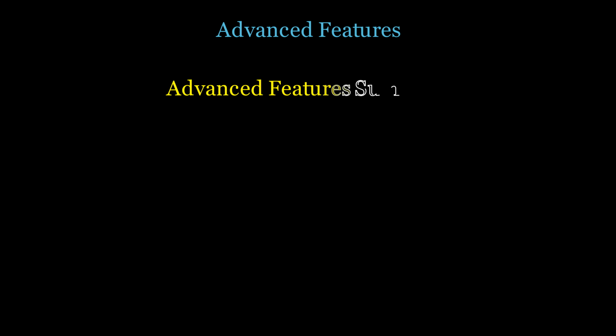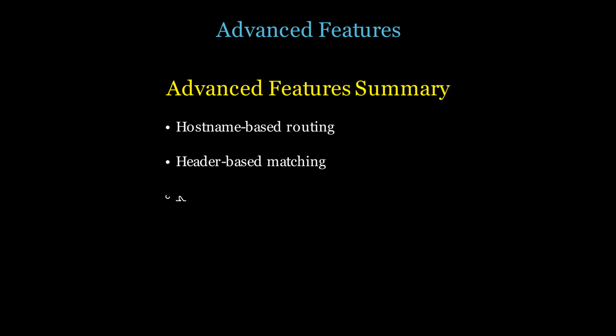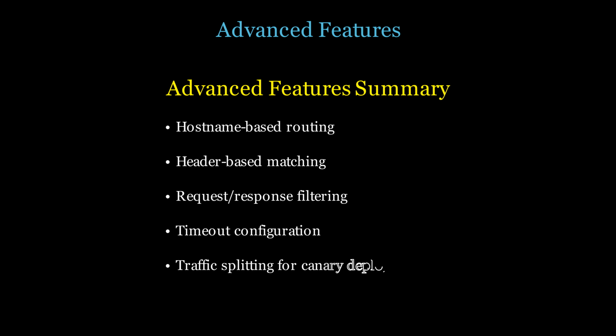In summary, Gateway API provides many advanced features including hostname-based routing, header-based matching, request-response filtering, timeout configuration, and traffic splitting. These features enable sophisticated traffic management patterns that are essential for production environments.